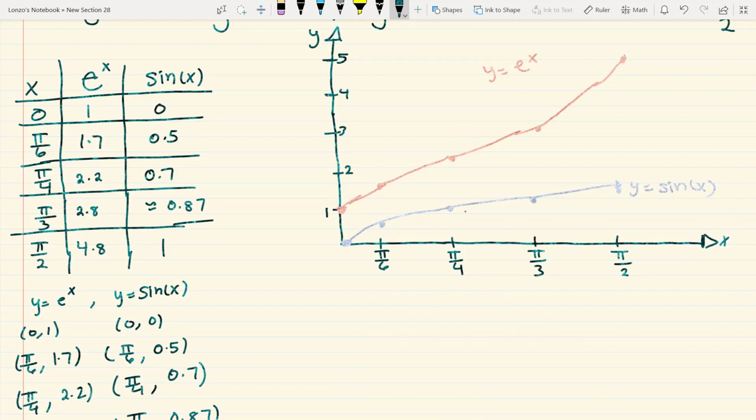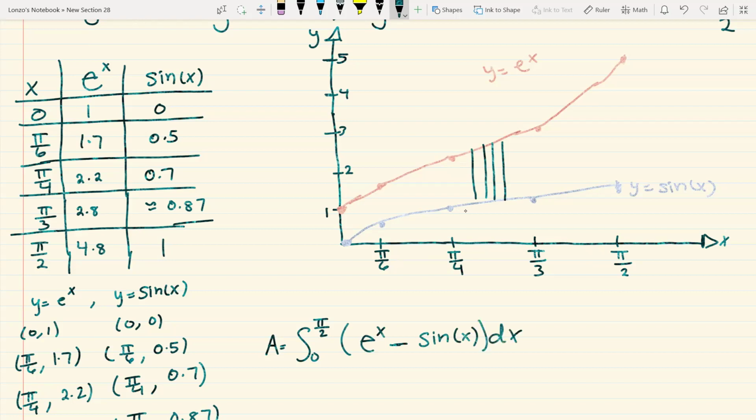Now, everything is in terms of x. So if you kind of draw the rectangle, everything is in terms of x, so vertical. And our boundary, so the area, how we set it up is from 0 to 5/2. Since it's in terms of x or vertical, it's going to be the top minus bottom. So the top function, I believe, is going to be e to the x minus the bottom function, which is sin of x dx.